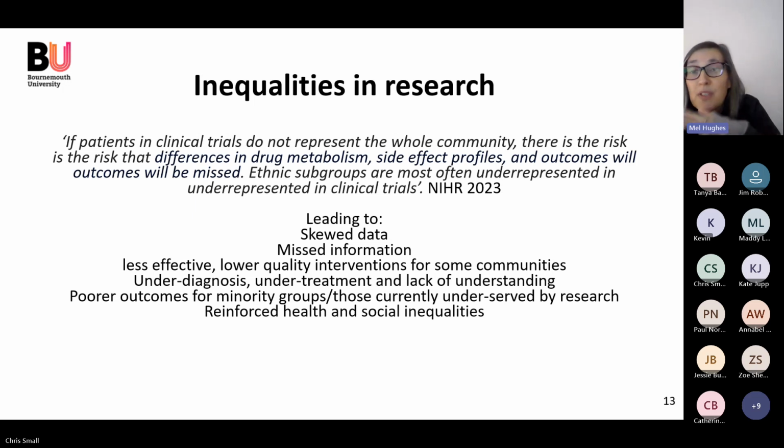This is a problem. If we're not involving a diverse range of people in research at all the different stages, then that's going to lead to skewed data, missed information, less effective, low quality interventions for some communities, underdiagnosis, undertreatment, lack of understanding, poor outcomes for minority groups, those currently underserved by research, and it's going to reinforce health and social inequalities.